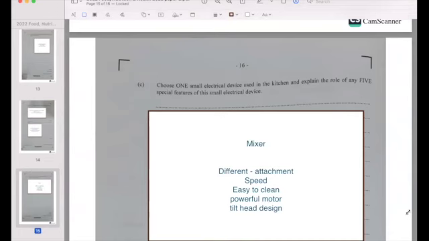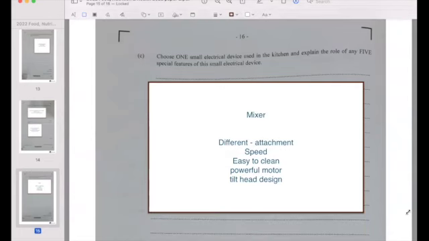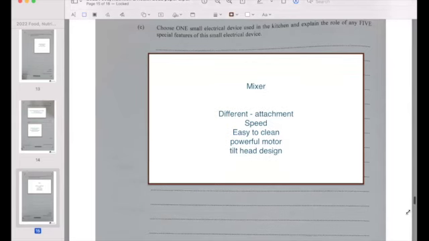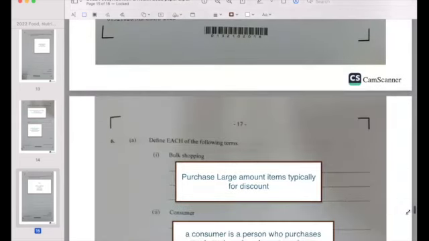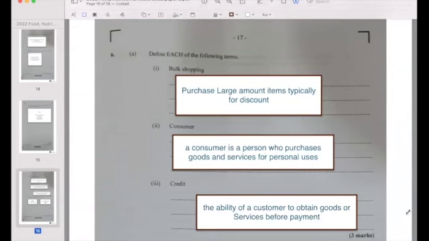Choose one small electrical device used in the kitchen and explain the role of any 5 features of this small electrical device. So I choose a mixer, and they say explain any 5 features. So on a mixer, you will have different attachments, right? You would have the dough attachment, you would have the different attachments as we mentioned. The speed will be another one. Easy to clean, that will be another one. Powerful motor, that will be another, and the head design, so you know that you have different designs as you go along. 10 marks.